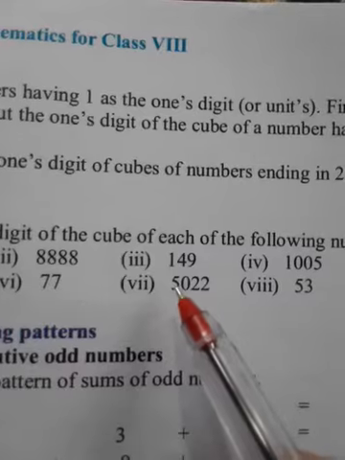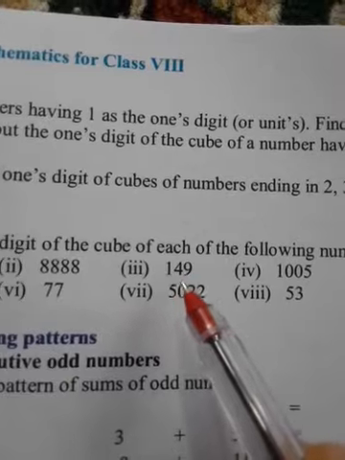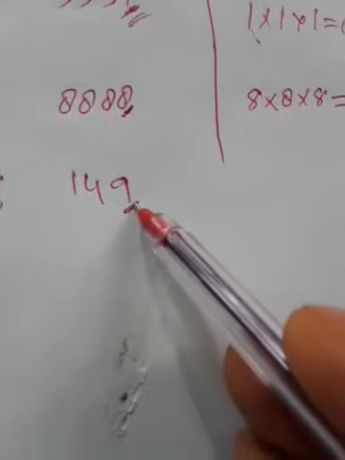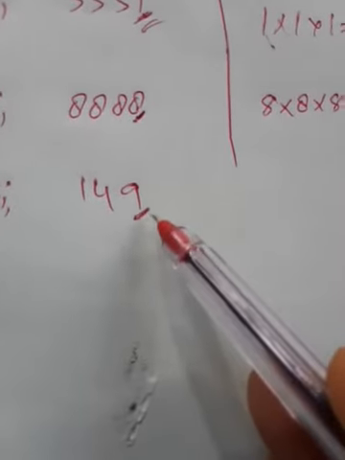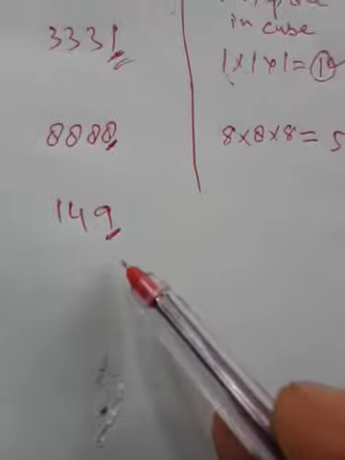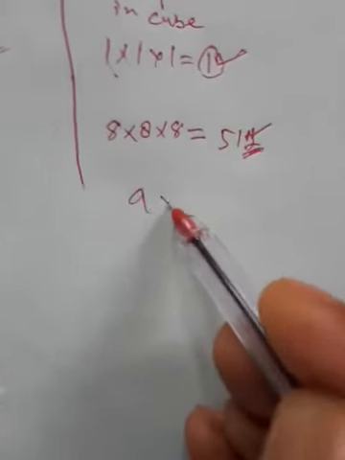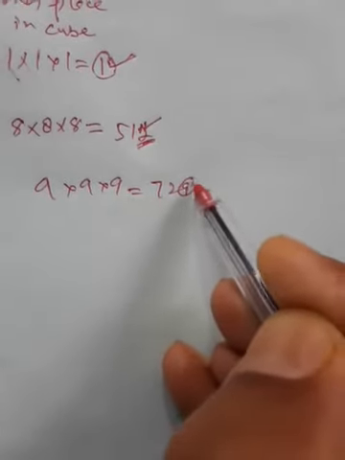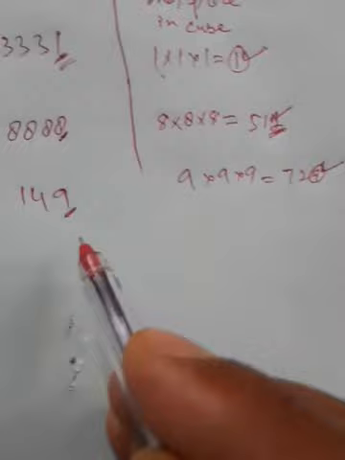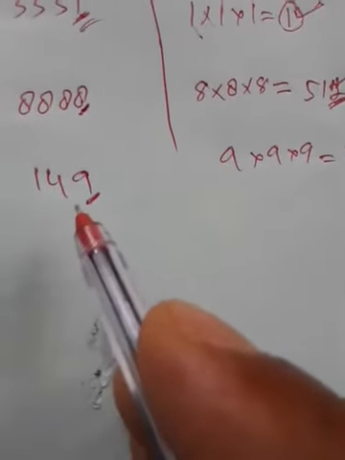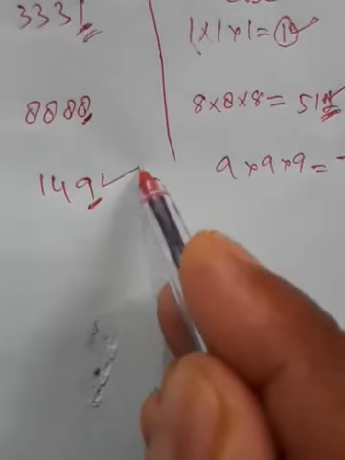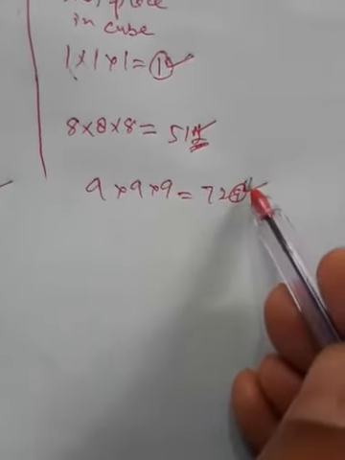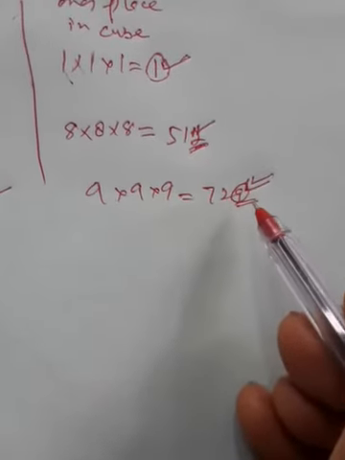Similarly, the third part is 149. Since the units place or the ones place in the number is 9, that means the ones place in its cube will be 9 into 9 into 9, that is 729, that is 9. So when a number ends in 9, that means the ones place in its cube will also be 9.